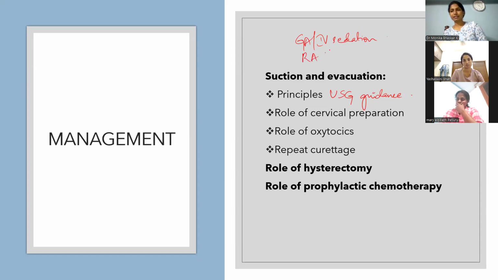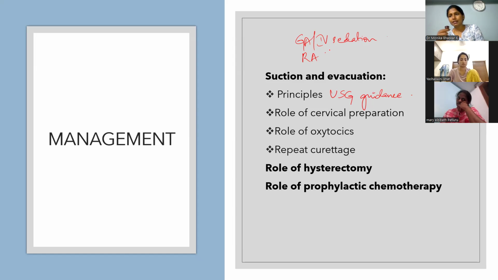You can do it under spinal, or under IV sedation, or you can give general anesthesia. If it is very small, like 8 weeks, 9 weeks, you can even give a paracervical block and evacuate the molar pregnancy. So suction evacuation should be done either under general anesthesia, IV sedation, or regional anesthesia. If it is less than 10 weeks, you can use local anesthesia, that is a paracervical block.